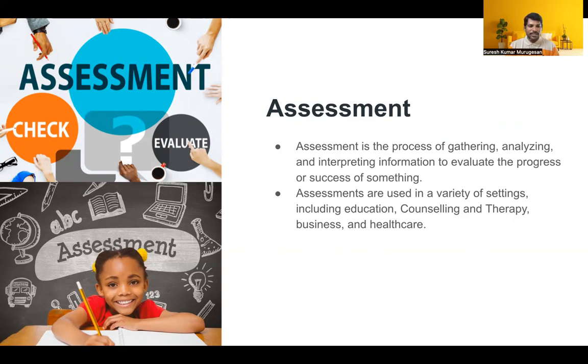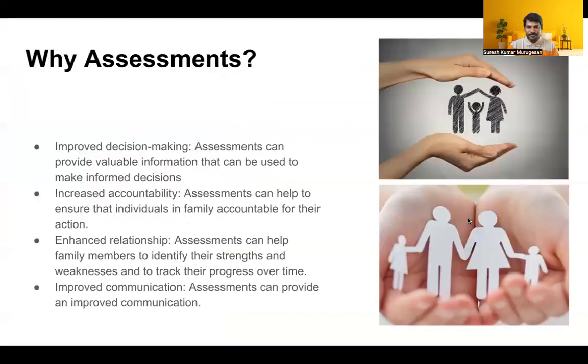Assessment is not only used in family counseling and therapy, it is widely used in many other fields. Psychometric assessment is done in education, industrial, organizational and clinical settings. Here we are going to use it in the family counseling setting. Why do we need an assessment? There are 4 important points I'm going to let you know.